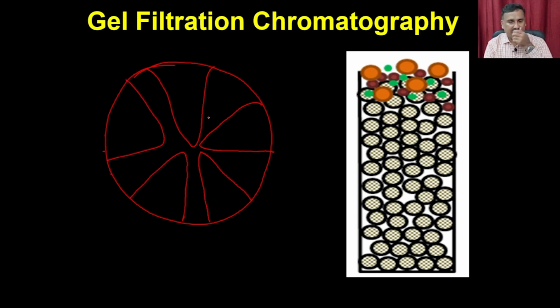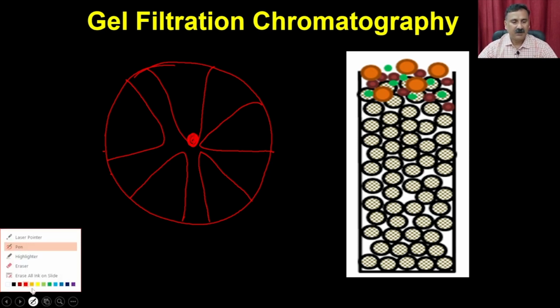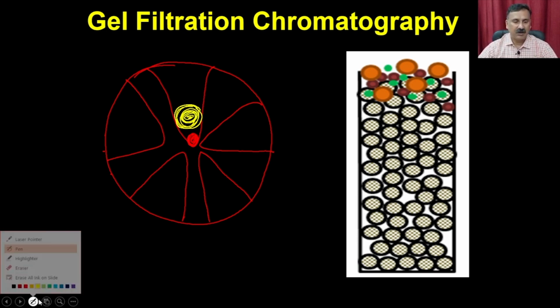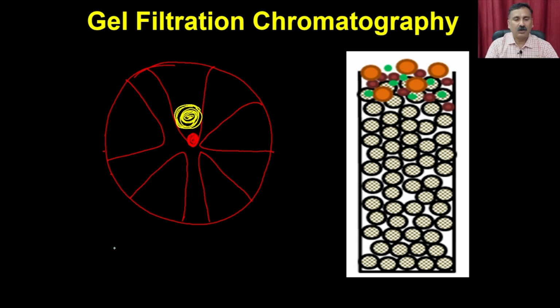So what will happen is that in this pore, the small size particles are going to sit at the bottom of this bead. Okay, this is the small size, right? And the middle size particles are going to sit in the middle of this particular bead, whereas the large particles are going to be excluded, sitting at the top of these particular beads. Okay, so they are going to sit on top of this.